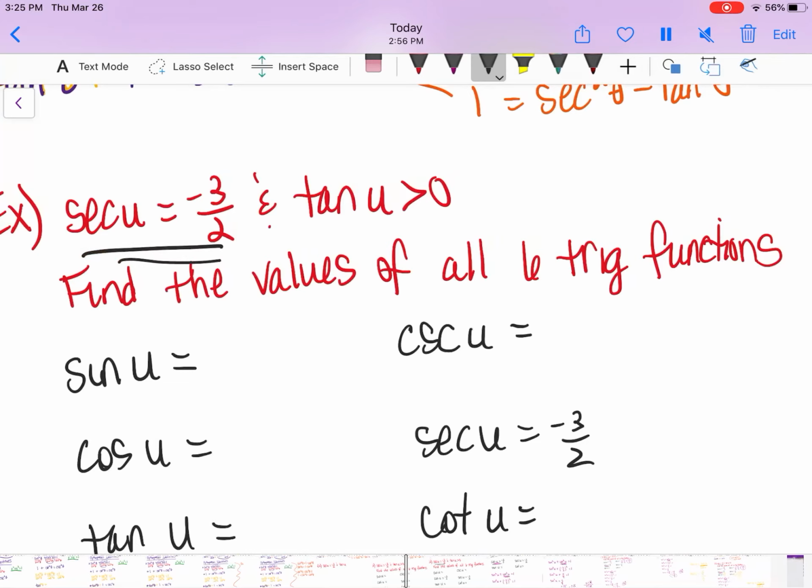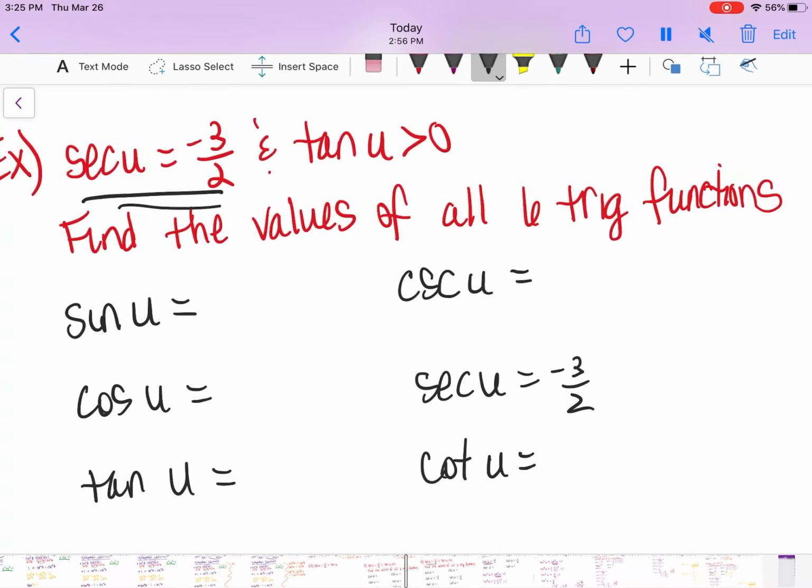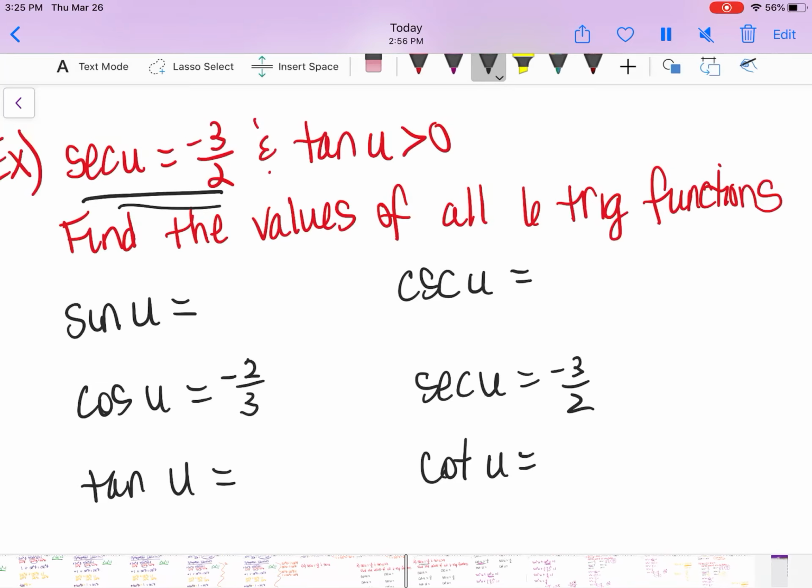Okay, so since we know secant is -3/2 and we write that in, the first thing that I can think of is we automatically know the cosine value. Okay, because cosine and secant, how are they related? So you just use the reciprocal identity there. So on those, you really don't have a whole lot to show. You just flip the fraction like we've been doing.